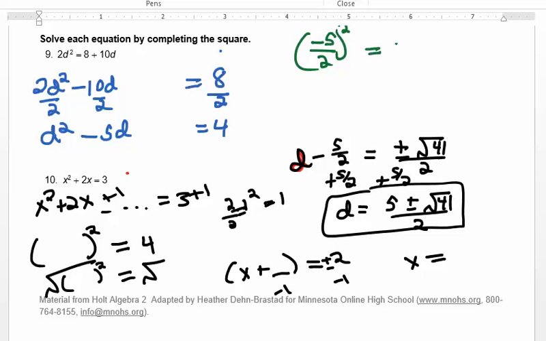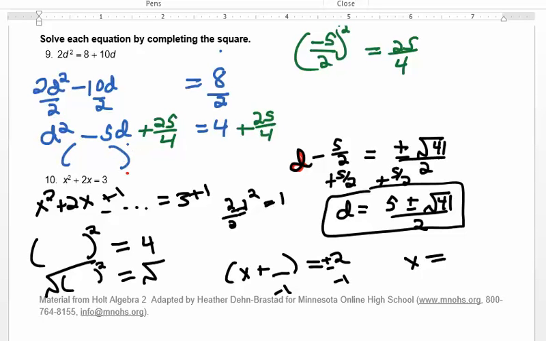Negative 5 squared is 25. Leave it as a fraction. 2 squared is 4. So now I have to add that, 25 fourths, that's why I left this gap here, to both sides. Both sides have to have that added. Okay, now remember the reason we did that is so that we can now factor this side over here.